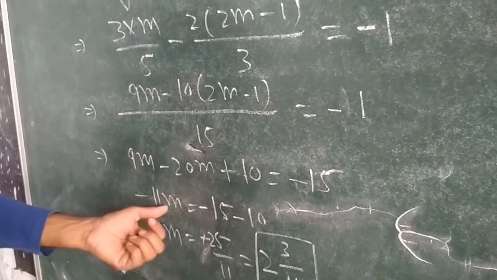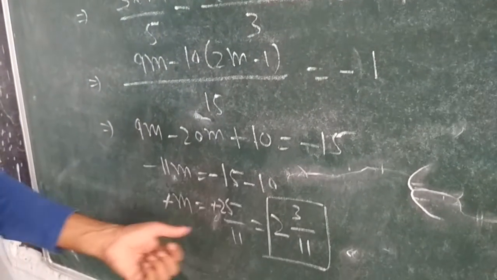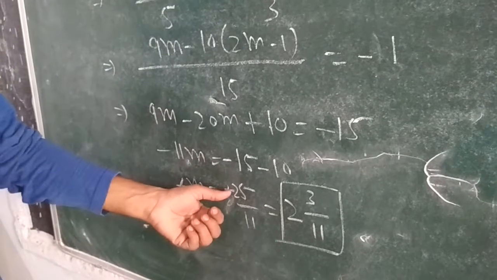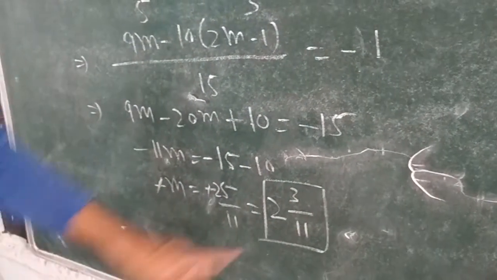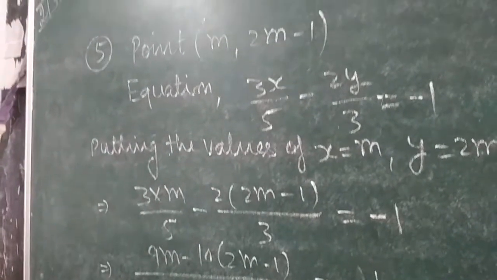Then minus 11m equal to minus 15 minus 10. Therefore minus minus get cancelled, m equal to 21 upon 11. So this is your final answer. In this way you have to complete the solution of this question.